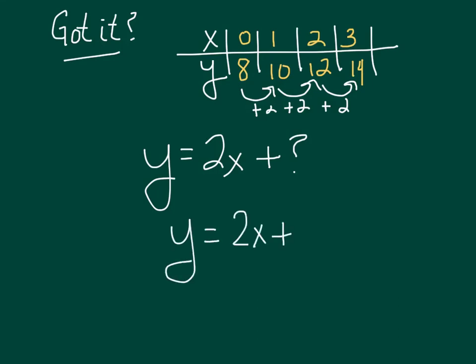So see if that's right. Plug in the next number. 1, if x is 1. 2 times 1 is 2, plus 8 is 10. Plug in 2. 2 times 2 is 4, plus 8 is 12. Plug in the 3. 2 times 3 is 6. 6 plus 8 gives you 14.